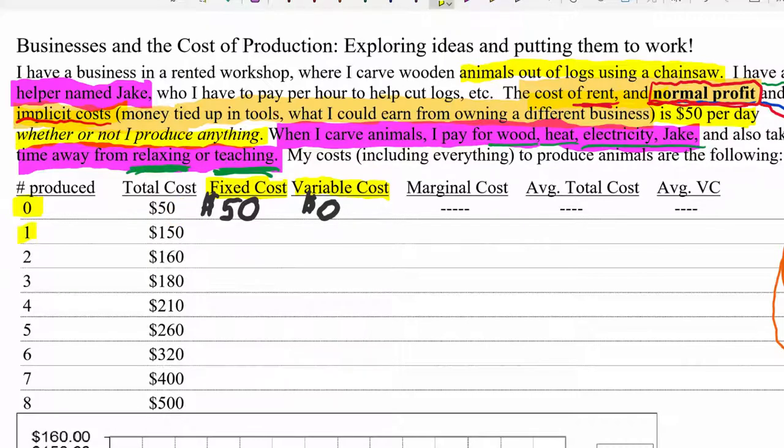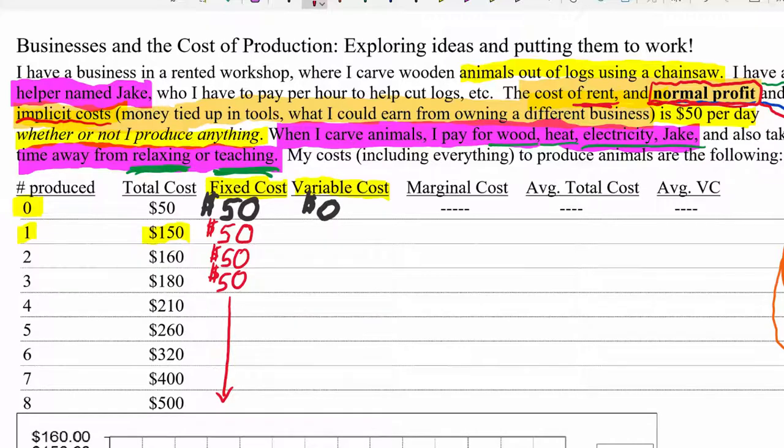What if I decide to produce one of these chainsaw animals? My total costs go up to $150. How much are my fixed costs? Well, since fixed costs don't go up when you produce more units, the fixed costs must be 50 still, because they don't increase as you produce more units. So the lesson here is that once you know how much your fixed costs are, that's what they always are, at least today, as you produce more units, always $50.